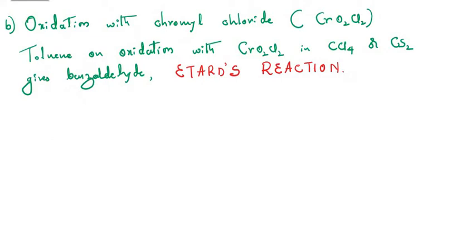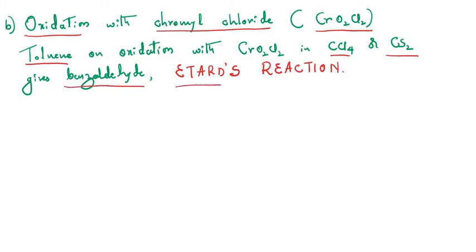And the next reaction is oxidation of toluene with chromyl chloride. The chromyl chloride formula is CrO2Cl2, used either in carbon tetrachloride or in carbon disulfide. It will give benzaldehyde, and it is one of the important named reactions called Etard's reaction.